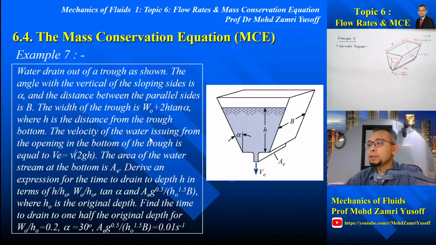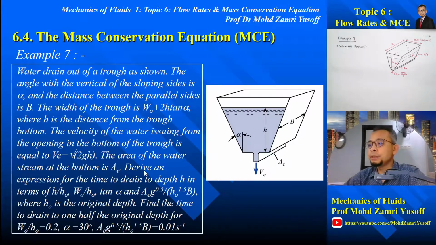The velocity of the water flowing from the opening in the bottom of the trough is equal to VE, which is equal to square root of 2gh. The area of the water stream at the bottom is equal to AE.